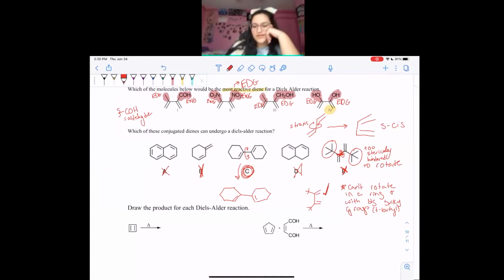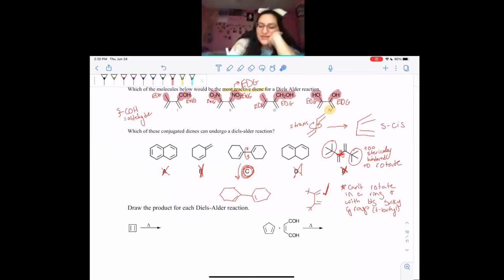And then someone asked me to explain D and A again. So yeah. So A just has a lot going on, right? So this isn't just a conjugated diene. This is 1, 2, 3, 4, 5 double bonds in conjugation. So this is its own huge system. There's too much going on for this to react.